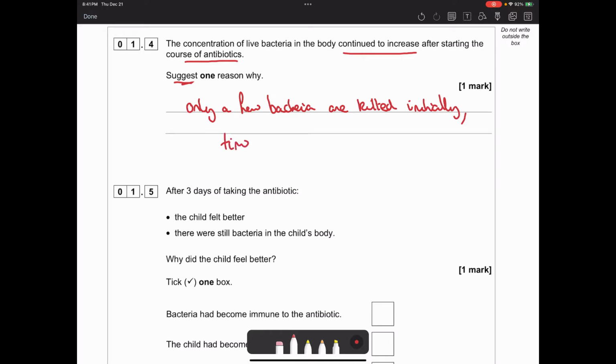Or you could say there is simply a time delay before antibiotics reached or then actually killed bacteria. If you take a course of drugs, obviously you don't feel much better instantly. It takes a bit of time for the drugs to actually have their impact.